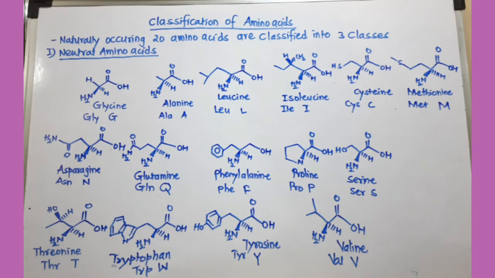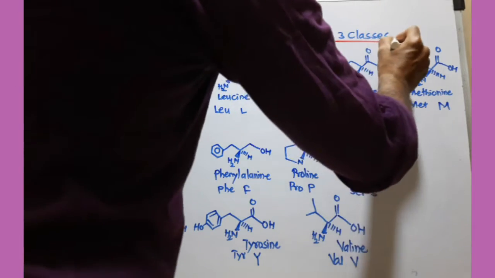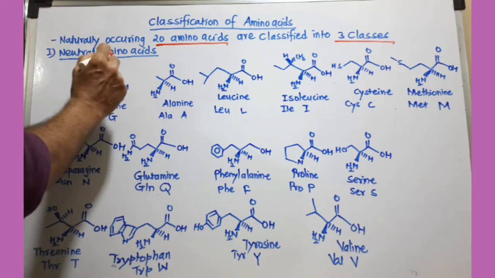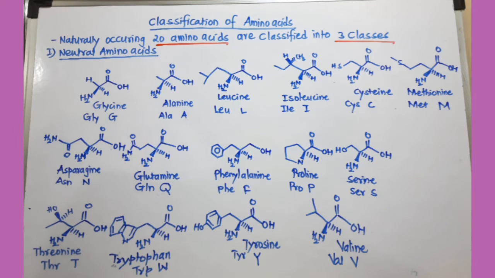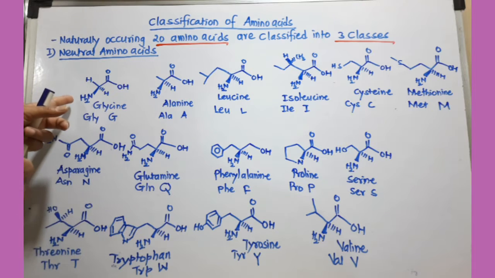Classification of amino acids. The naturally occurring 20 amino acids are classified into three classes. The first class is neutral amino acids. Why are they neutral? Because they have one carboxylic group and one amino group.